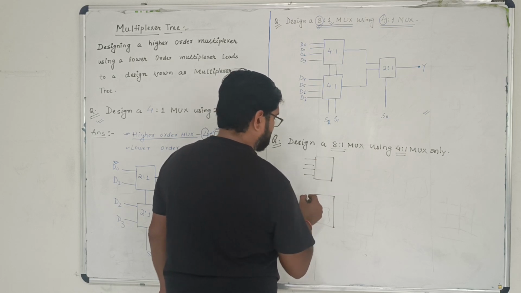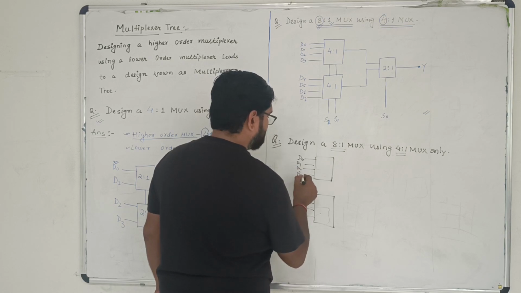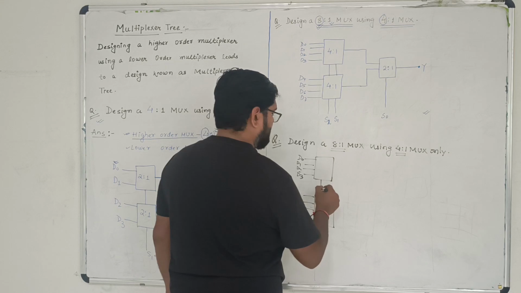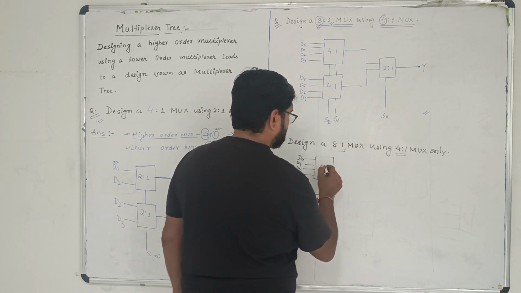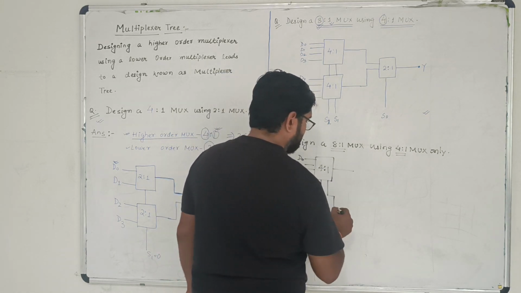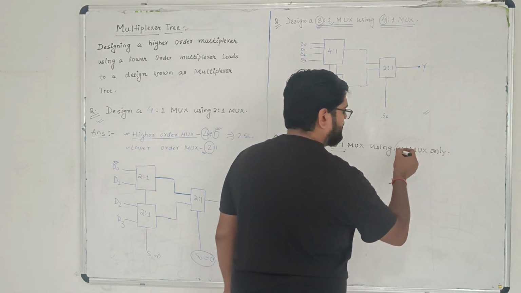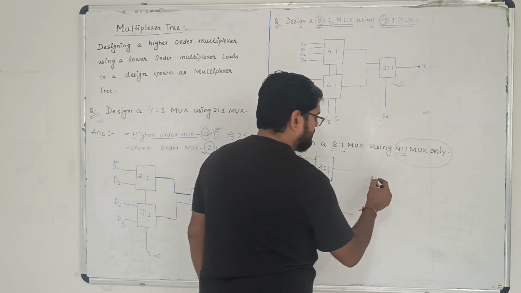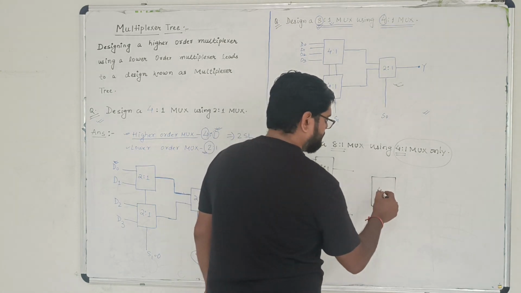D0, D1, D2, D3, D4, D5, D6, D7. It will start with D0, D1, D2, D3, then D4, D5, D6, D7. 2 select lines will be there over here. And the output, this is 4:1. This is also 4:1. Now, the output of this one will be single. The output of this one will be a single output. Now, it is written like we have to only use 4:1. You cannot use 2:1. That means in order to have the connection of these two, once again you need to use 4:1. So this is 4:1.